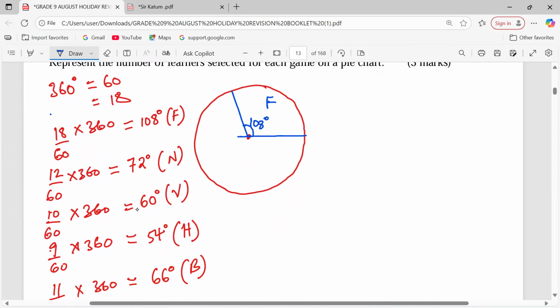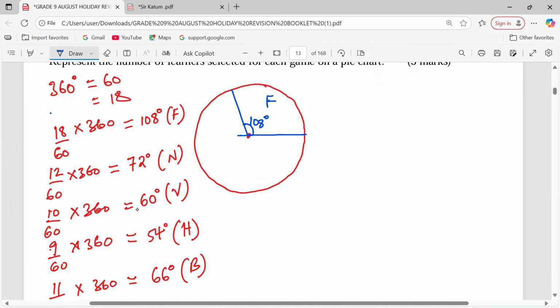The next is going to be 72, which is for netball. So I just measure successive 72 degrees. I add 72 to what we are already having. So that is it. I measure 72. This is going to be 72 degrees for netball.